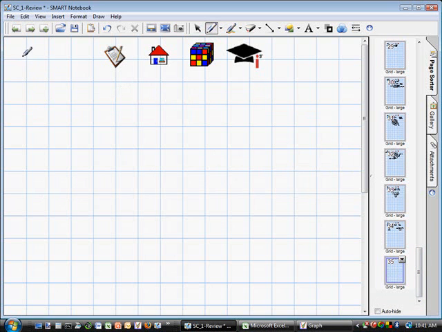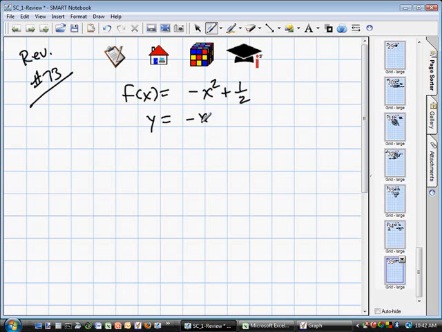Okay, so this is number 73 on the review. Find the inverse of the function if it exists. And we're told that f of x is equal to negative x squared plus 1/2. So the first thing you got to do is think of this in terms of x and y. So I just replace the f of x with a y. Then, to do an inverse, you got to swap the x and the y.